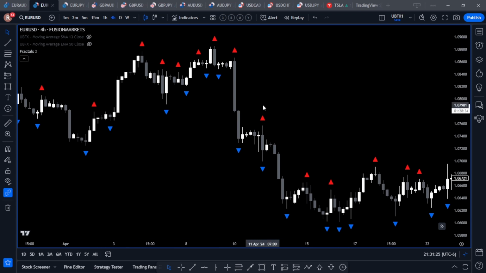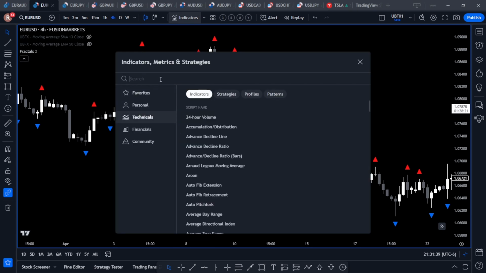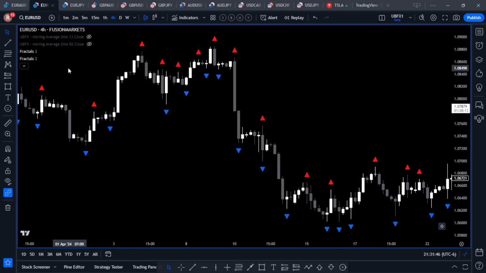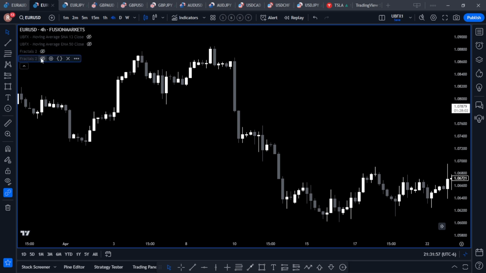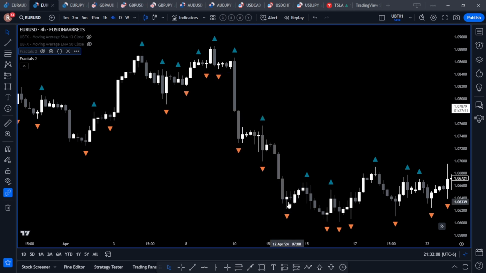Now I've already got this on the chart, but I'm just going to show you how to get this fractal. Go to technicals and just type in fractal. And what you'll see is the Williams fractal. We'll apply that to the chart, and I've got two sets of fractals now. I have the fractal that I put on earlier, and the fractal that I've just put on. Not a particular fan of the colors, so I do change the colors, and what I end up with is colors like this, and we are good to go.